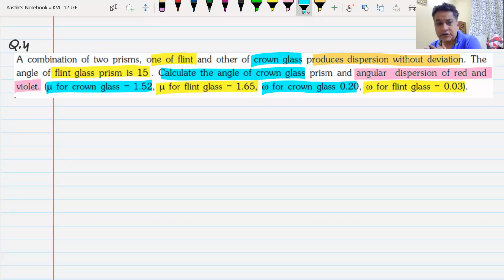Anyone got any answer? Your answer may not be exact. I'm just looking at approximate answers. More importantly, I'm looking at if you understood the concept and can you apply it correctly. First thing first, you have to calculate the angle for the crown glass. Anyone with that answer? Approximate answer will do, not a problem.